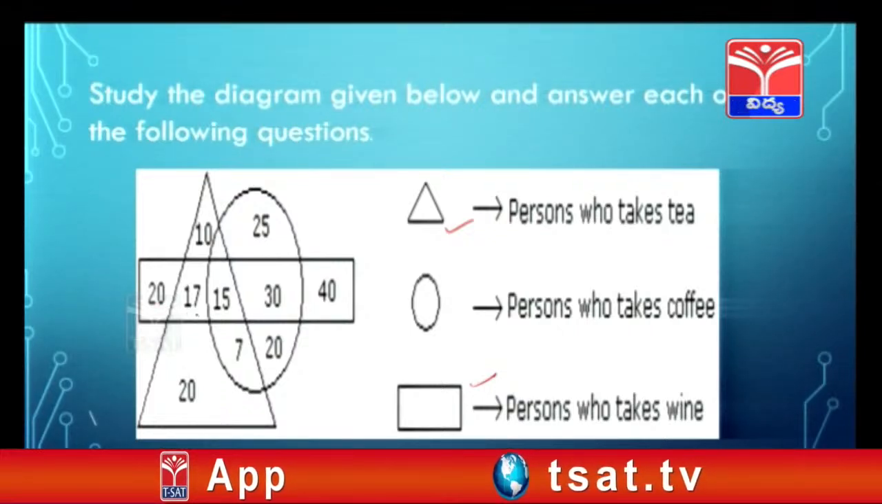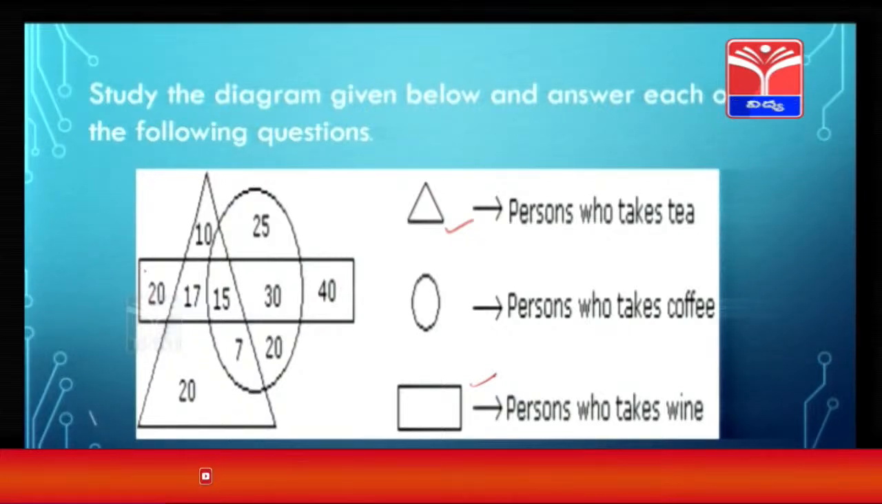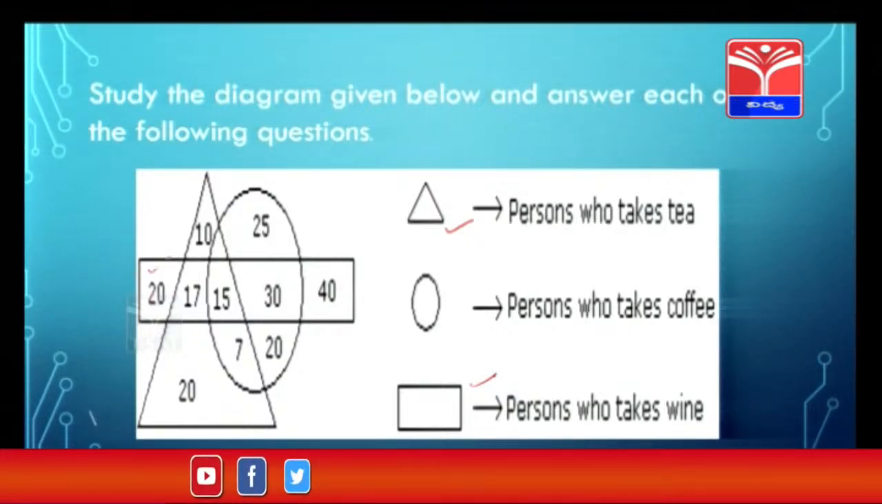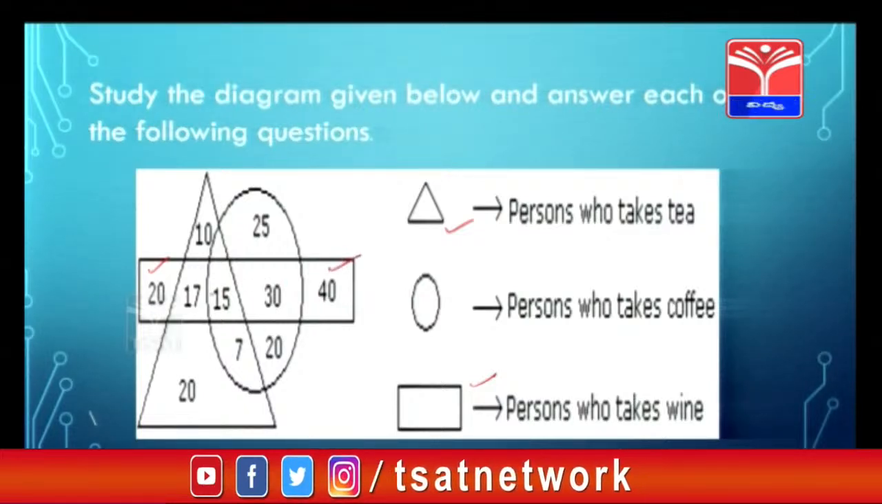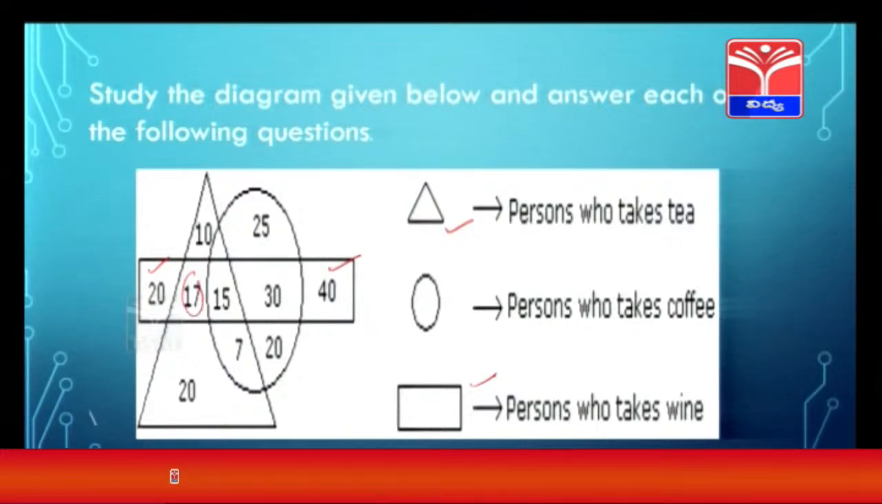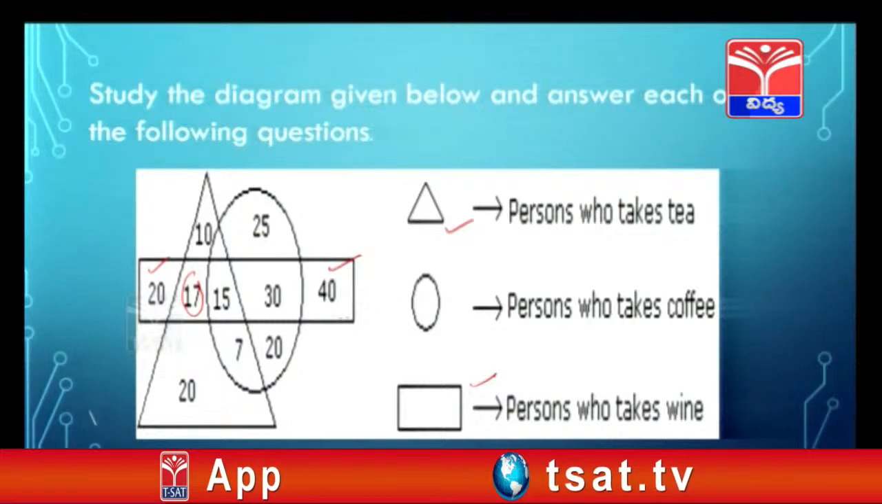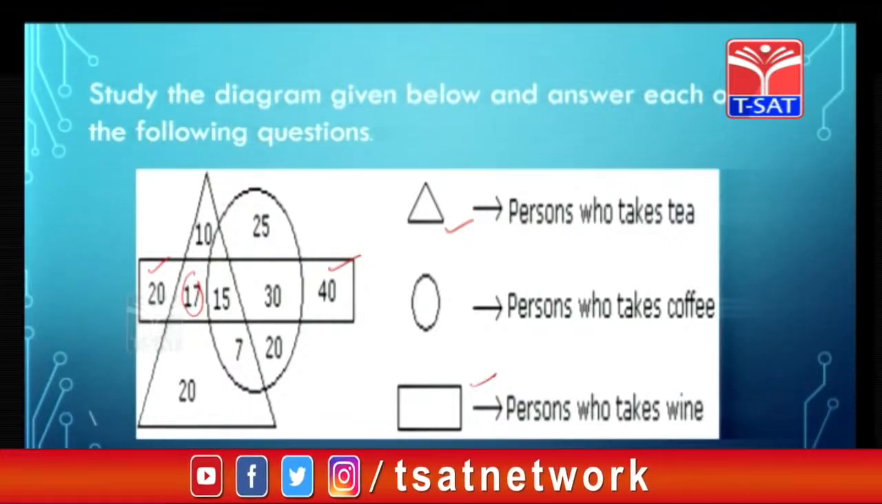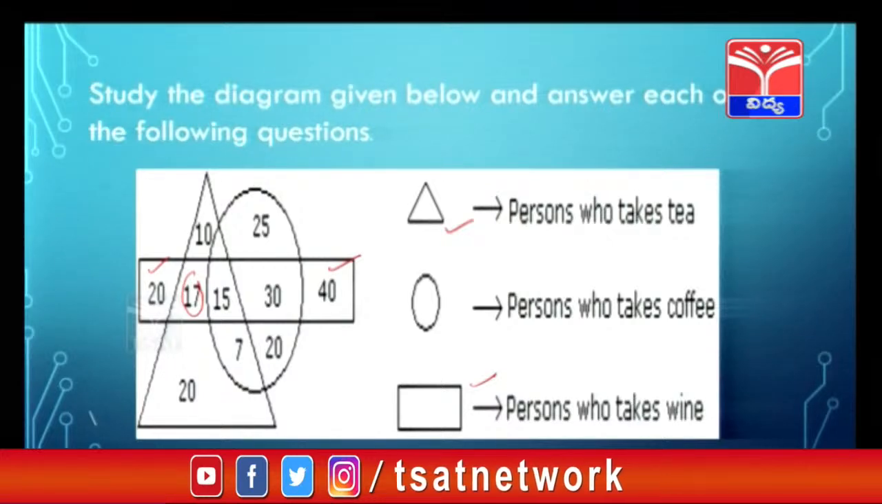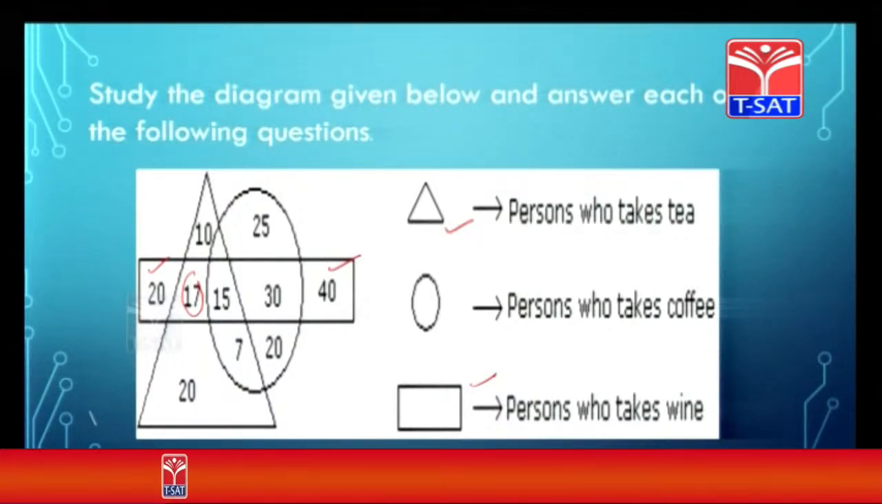So, very clear. You can see this 20, this 17, 30, 40. Here 20 is completely in the rectangle, so who takes wine only? This 40 also. This 17 comes under the triangle and rectangle but not in the circle. So, this 17 gives the persons who take tea and wine but not coffee. This is the answer.